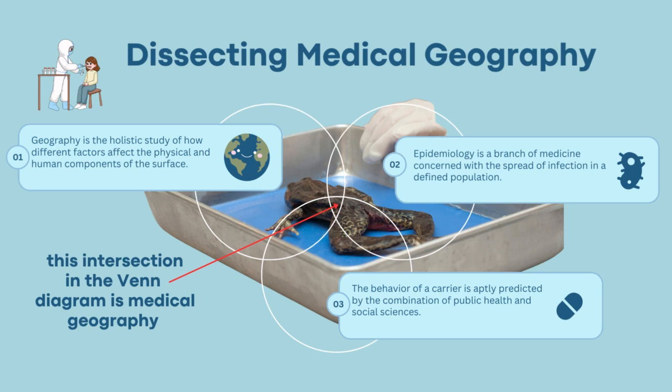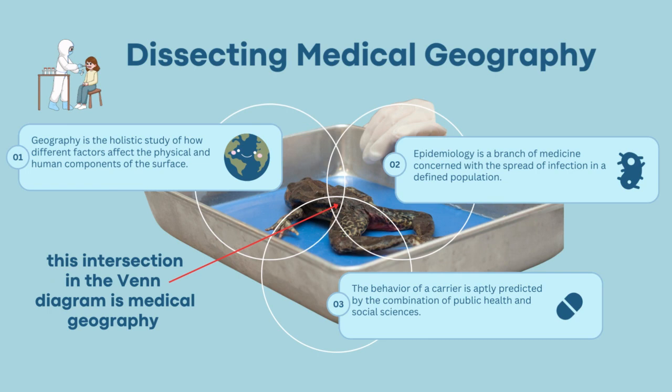A carrier is an individual with no overt disease who harbors infectious organisms. An interaction of a carrier with other people can cause the spread of disease, but the study of medicine is limited, not enough to predict the behavior of a carrier. And lastly, number 3, the behavior of a carrier is aptly predicted by the combination of public health and social sciences.